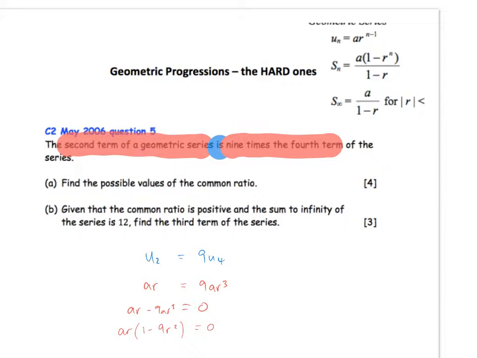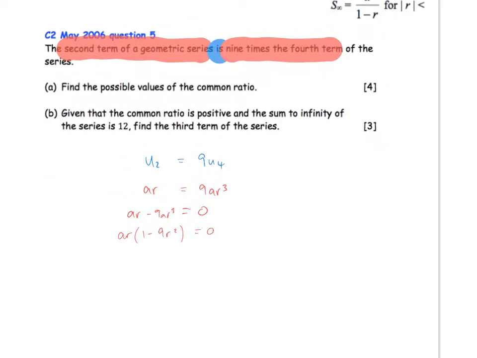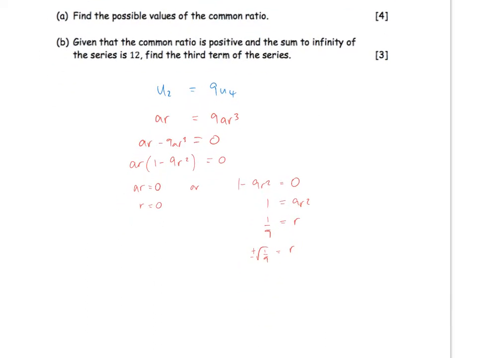Either this AR equals 0, or this 1 minus 9r squared equals 0. So if we're trying to get r here and find possible values of r, r equals 0, or 1 equals 9r squared, so 1/9 is equal to r squared, so plus or minus the square root of 1/9 is equal to r, so the solutions are r equals minus a third, or r equals a third.